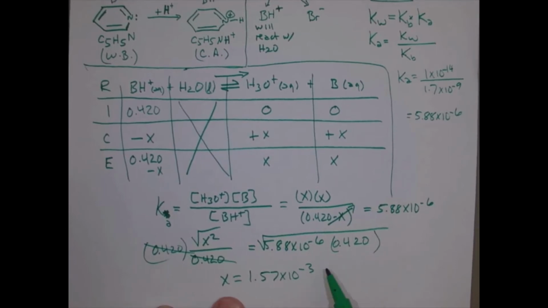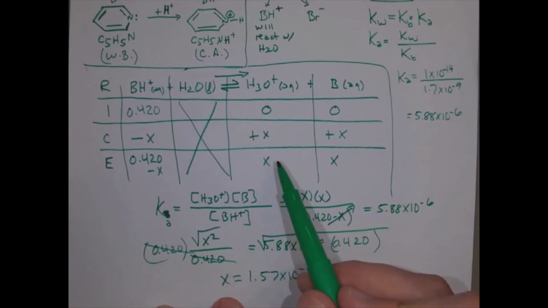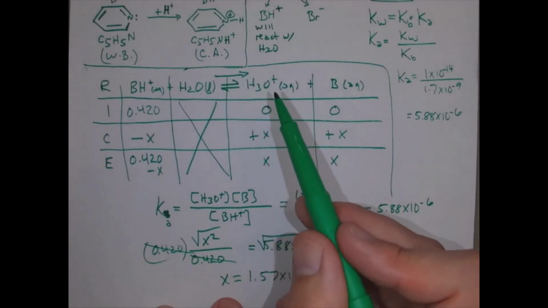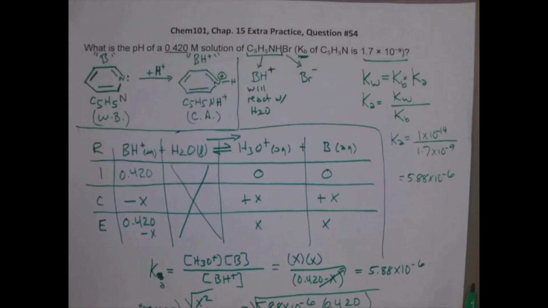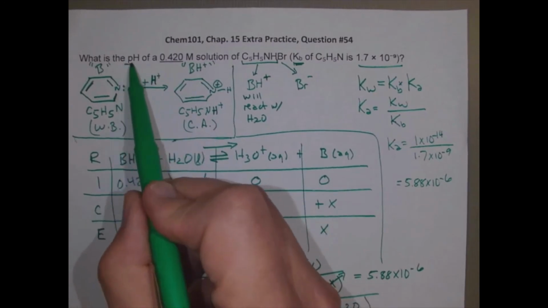Okay, now what is x? If you look at your table up here, x is equal to the equilibrium hydronium ion concentration. So that's a molarity. It's equal to the H3O plus concentration. Okay, we'll go back up to the question. It says, what is the pH?